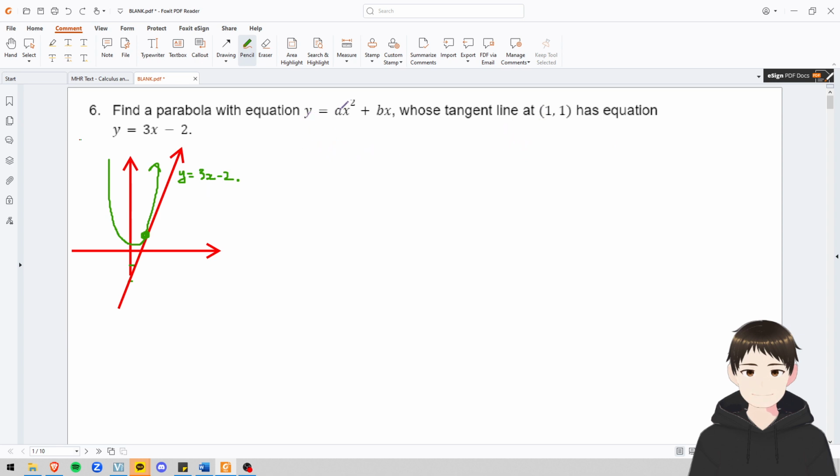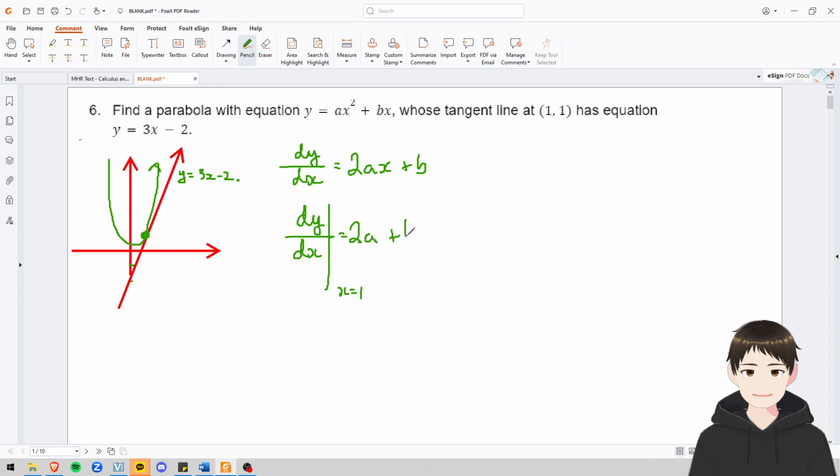If y equals ax squared plus bx, that means the derivative of the parabola should be 2ax plus b, and the derivative at x equals 1, which is 2a times 1 plus b, should equal 3. Why? Because we know that the tangent is going to equal 3. Let's keep going. 2a plus b equals 3. This is one equation. I'm going to call that equation number 1.